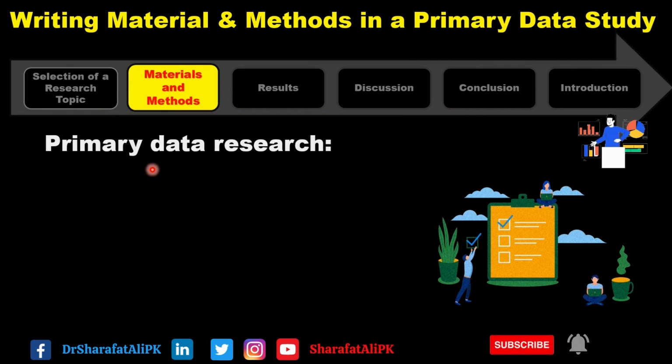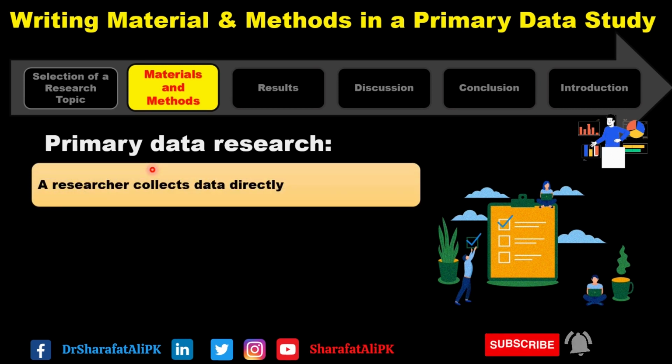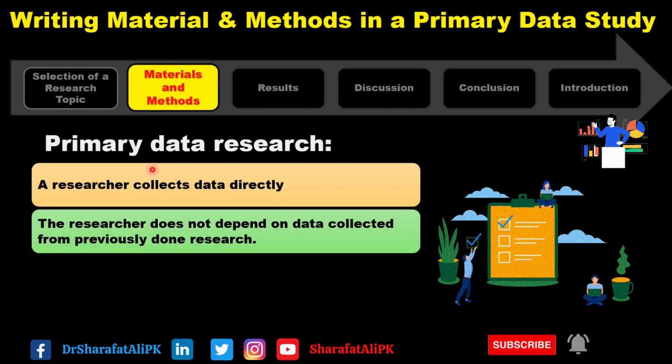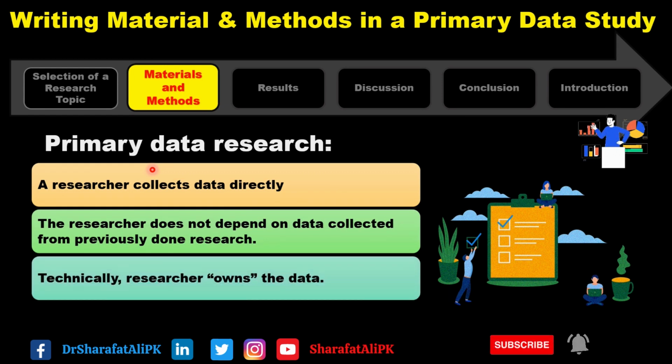This video explains how to write the materials and methods section in a primary data study. A primary data study refers to research in which a researcher uses a methodology to collect data directly. In such studies, the researcher does not depend on data collected in previous studies. In other words, in a primary data study, a researcher owns the data.